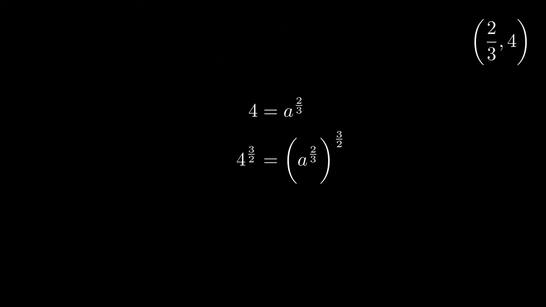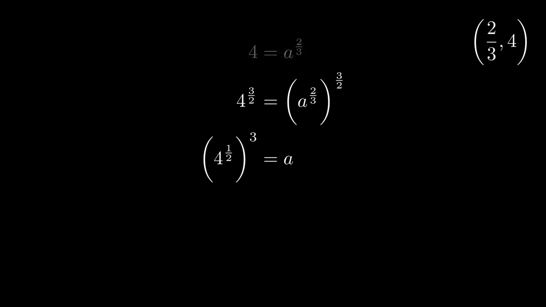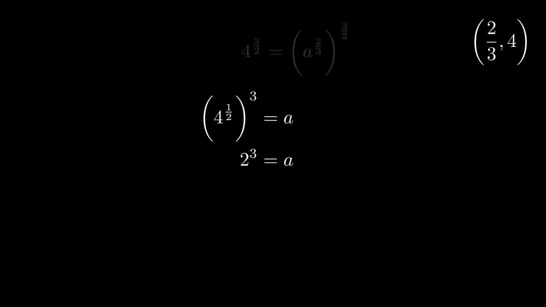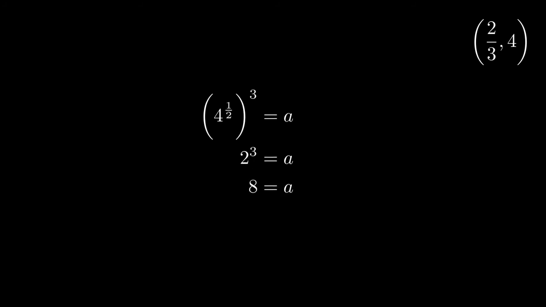Okay, and then we just need to simplify this 4 to the 3/2. So we can split it up like this: 4 to the 1/2, raised to the power 3. 4 to the 1/2 is just the square root of 4, so it's 2 to the power 3 equals 8. Okay. Not a big deal. Got to be good with your rules of indices.